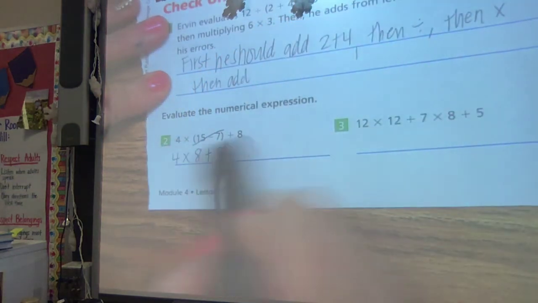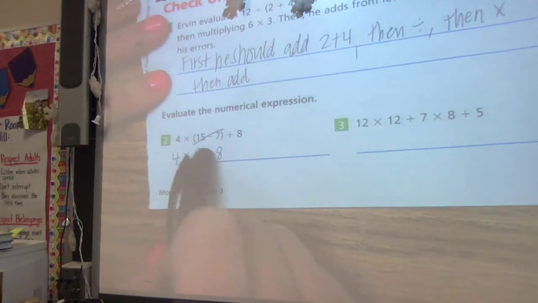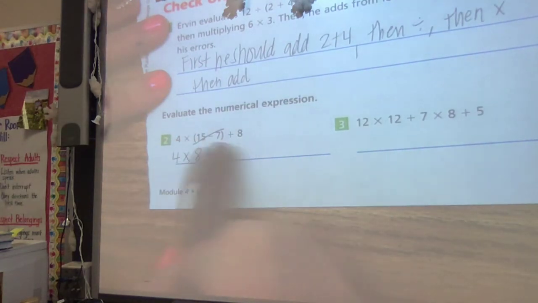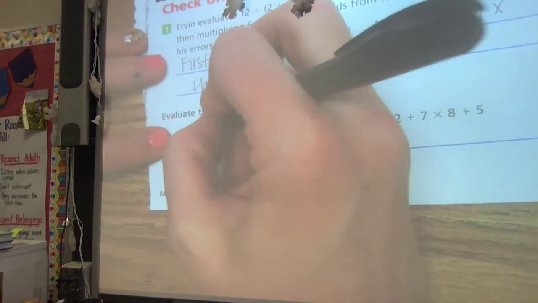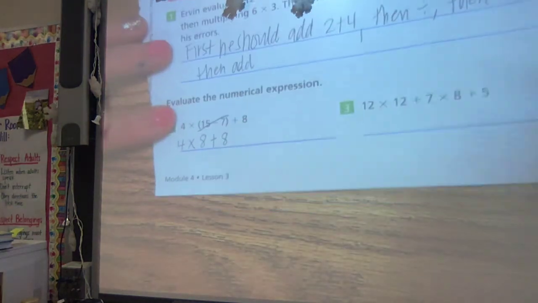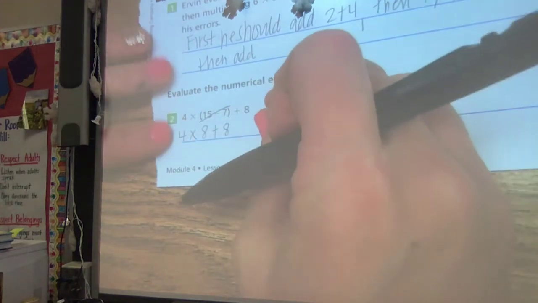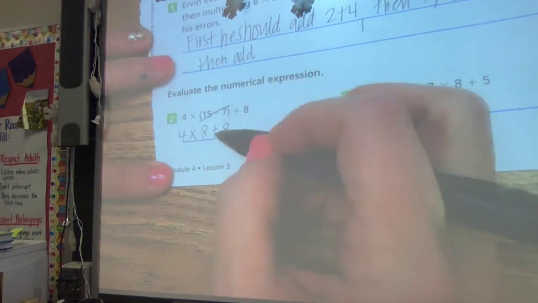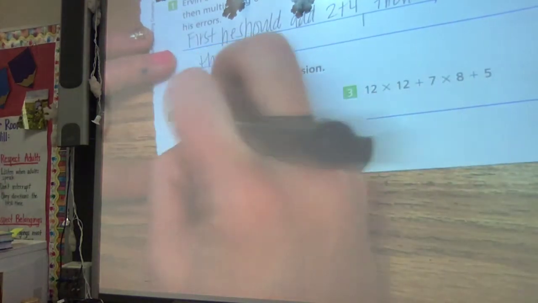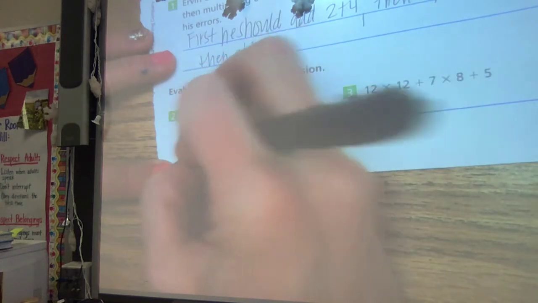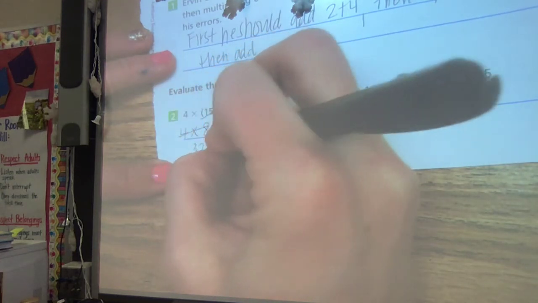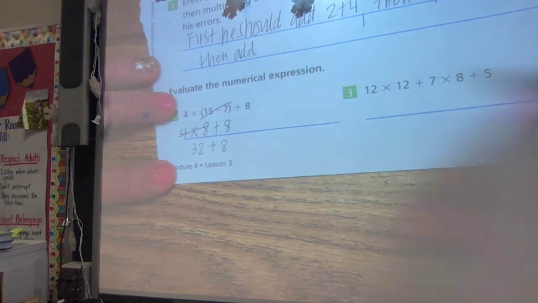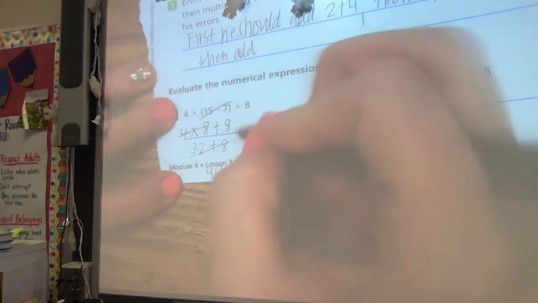You're going to not want to do this, but I really, really want you to rewrite everything that's left and the new number. A lot of my students try to write it up here and do it in their head. Please don't. Please just show your work. It'll help you, I promise. So next we have multiplying or adding. So we know we should multiply, and we know that 4 times 8 is 32. So now we're left with 32 plus 8, which we know is 40.